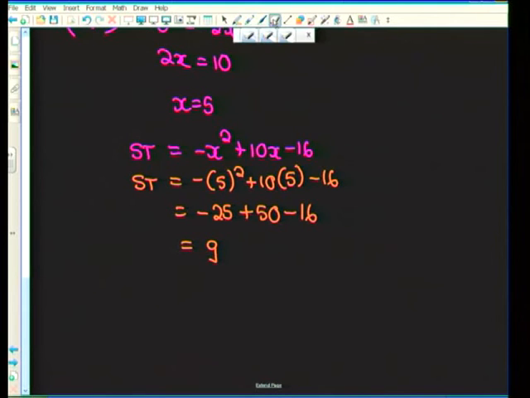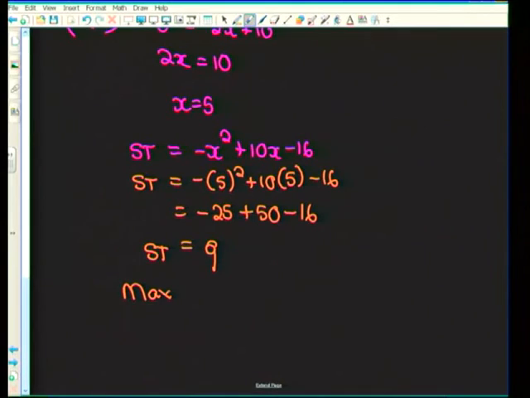Sorry, my 9 looks a little bit curly there, so let's just make it look a little bit better. That's 9. Right, so I'm saying to you the maximum length of ST is 9 units. I have no idea whether this is centimeters, meters, whatever. Doesn't matter. I just call it units.